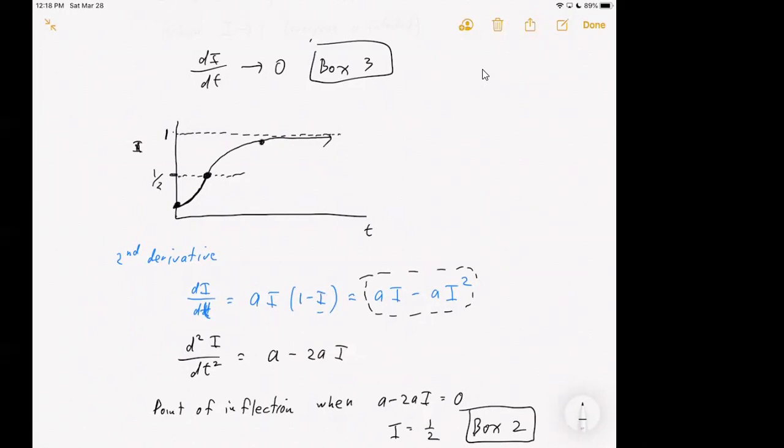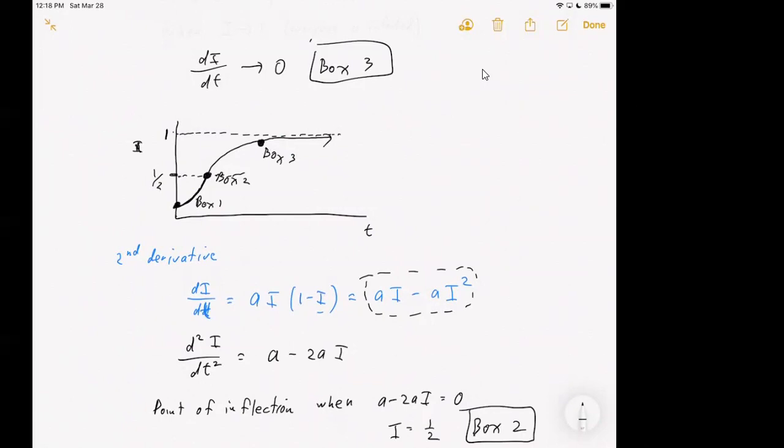Box 3 is out here somewhere. So there's box 1 in our little game of tag. There's box 2. That's where the infection rate is the highest at the 50-50 mark. And there's box 3 when almost everyone is infected, but not quite. And so this graph shows what happens in our little scenario.